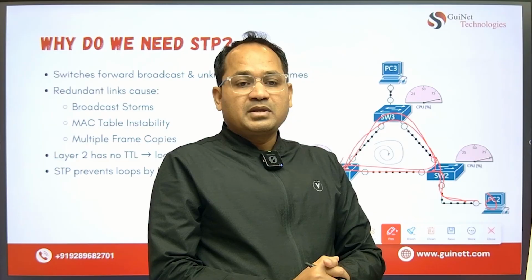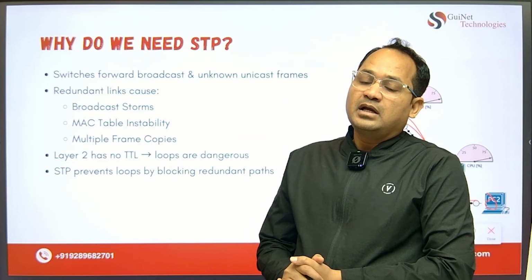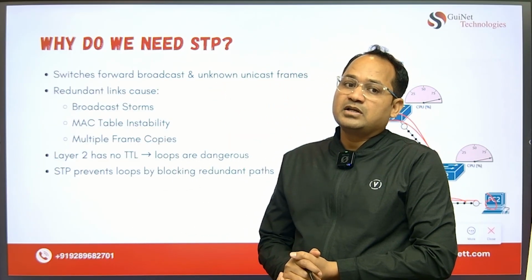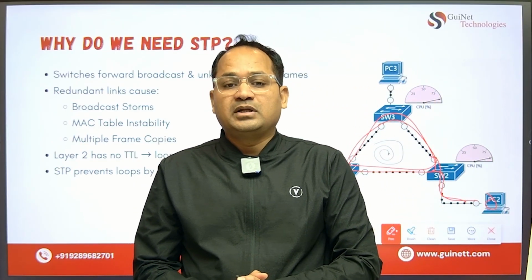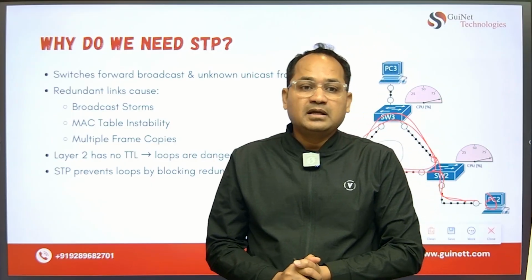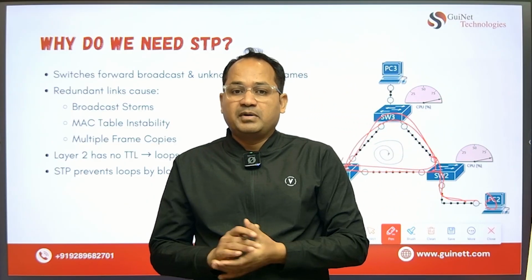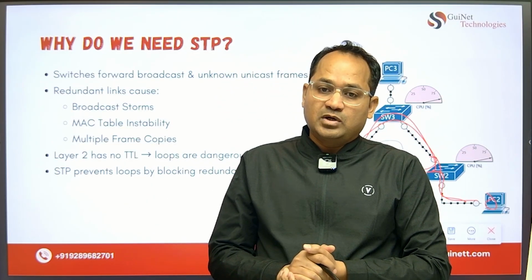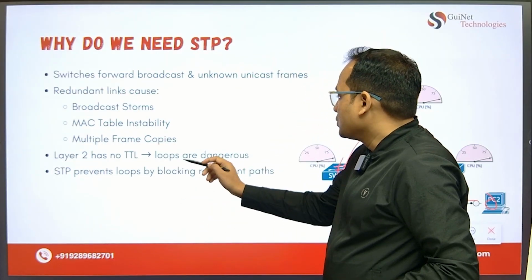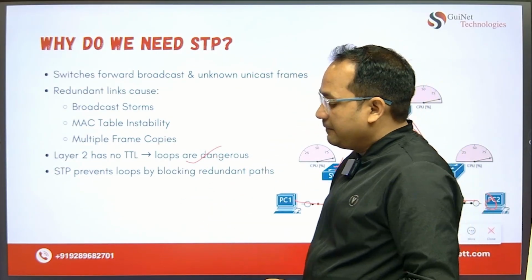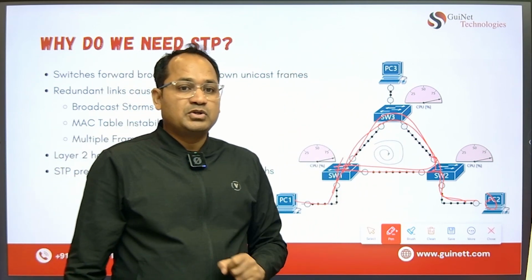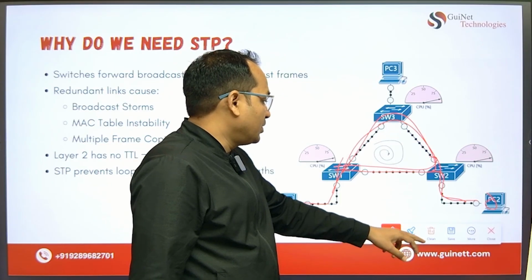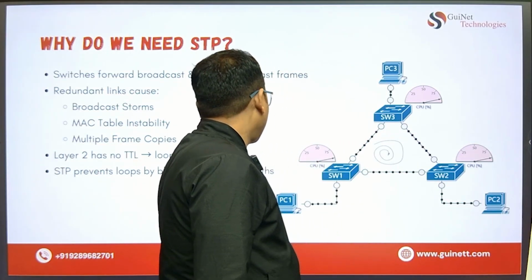So basically, the switch forwards broadcast and unknown unicast frames in case of any kind of layer 2 connectivity. A broadcast storm is going to create MAC instability, and multiple frame copies are going to be generated. Due to that, your loop is going to be created, and finally your entire topology is going to break. So to prevent that situation, we use STP, which makes sure no loop is going to happen in the network.